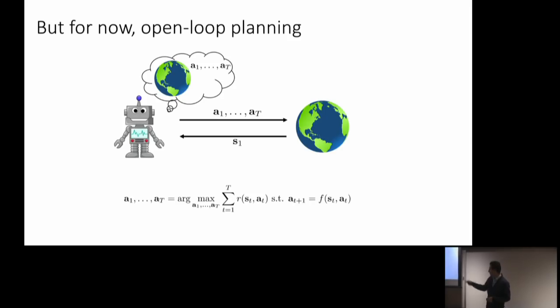So how can we do open loop planning? Well, we have to solve this optimization problem. One of the simplest ways to solve this optimization problem is to just not worry about the fact that this is a sequential decision process and just treat it as any other optimization problem.